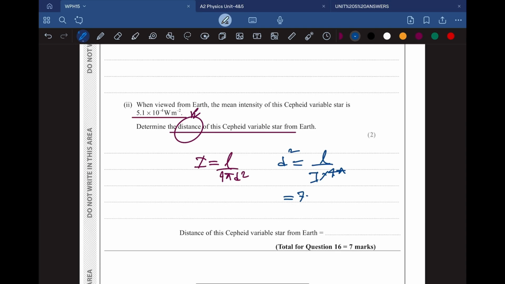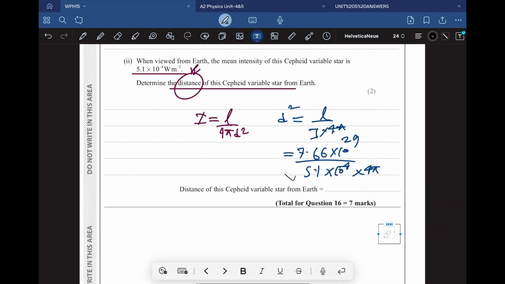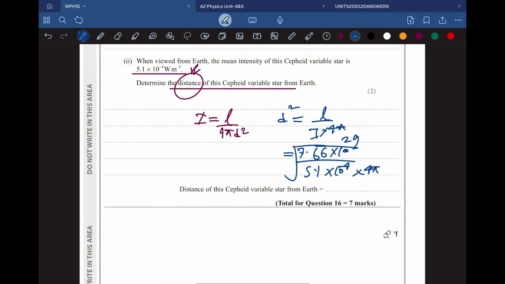So it will be 7.66 into 10 to the power 29 divided by 5.1 into 10 to the power minus 4, which is my intensity, into 4 pi. As this is squared right here, if we take the root of this whole value, it will become d is equal to, which will give us a value of 1.093 into 10 to the power 16 meter.